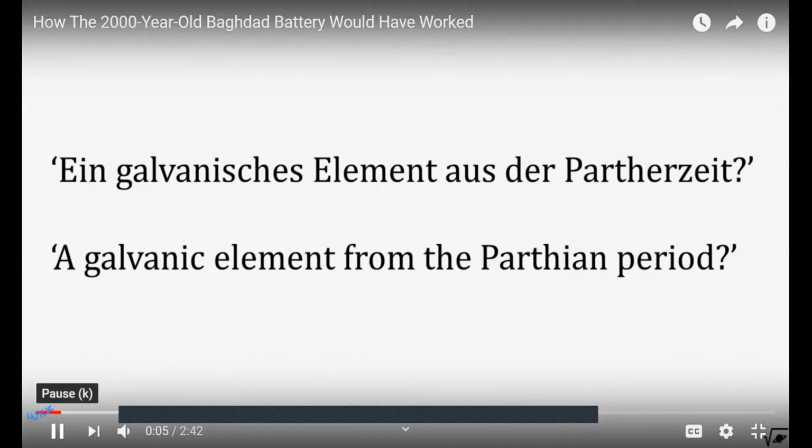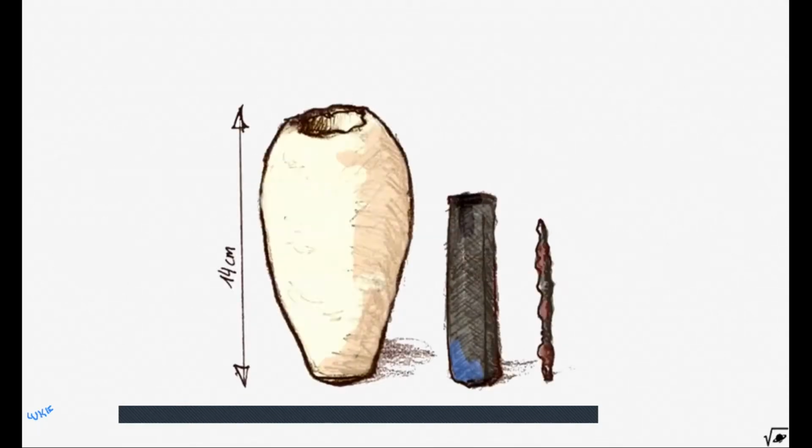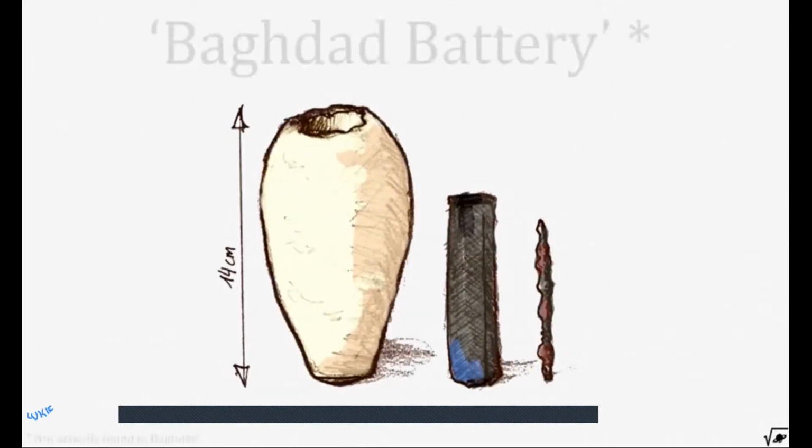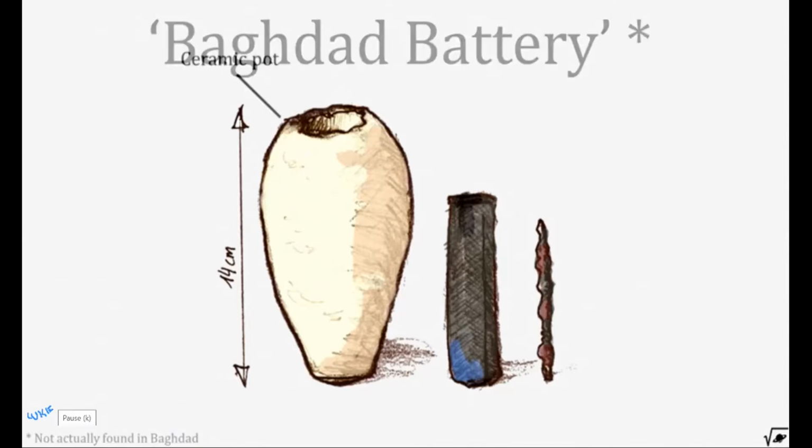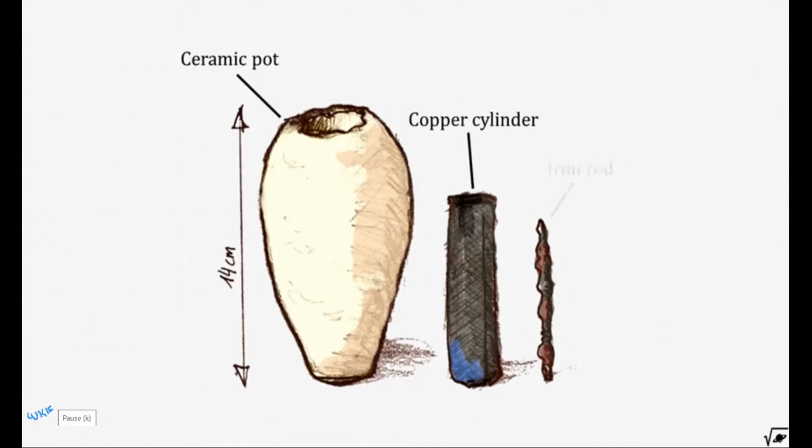Play. A website in which he claimed that 3 artifacts which were found in Iraq used to form a battery, now called the Baghdad battery. Koenig hypothesized that the 2,000-year-old objects, a ceramic pot, a copper cylinder and a rod of iron, were used to create a current. How would that have worked?